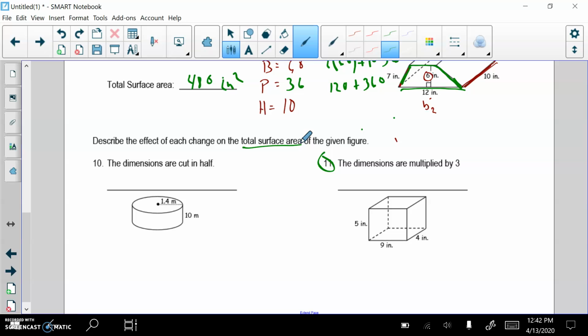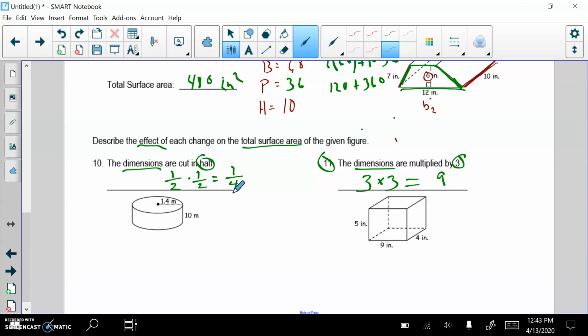That means there are two dimensions. And so if the dimensions are multiplied by 3 and there are two dimensions, you're multiplying 3 times 3. So if the dimensions are multiplied by 3, then the effect on the surface area is 9 times bigger. If your two dimensions are cut in half, then length is cut in half and width is cut in half, which means the total surface area is 1/4 the size.